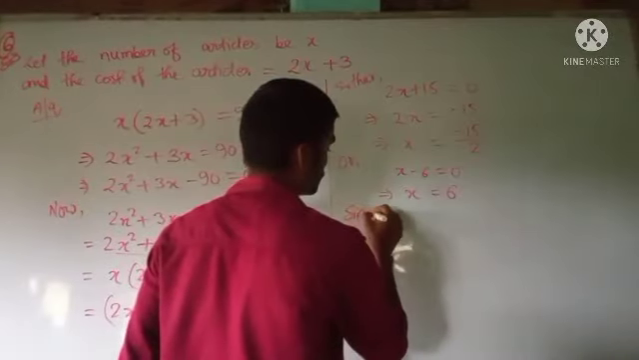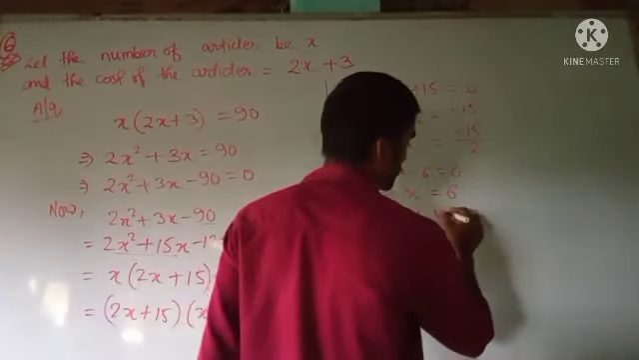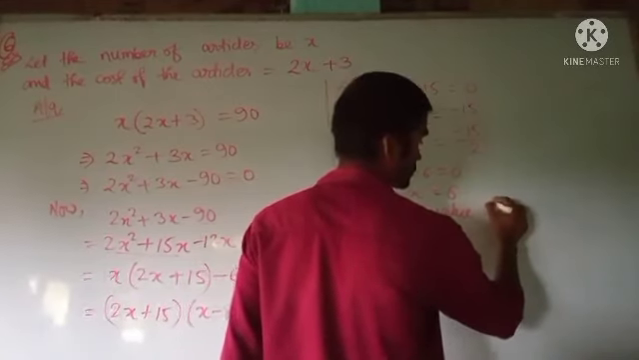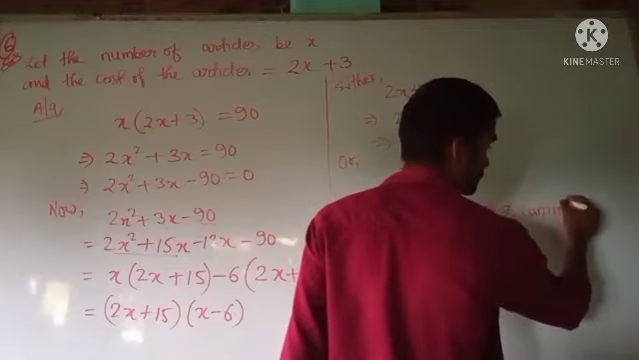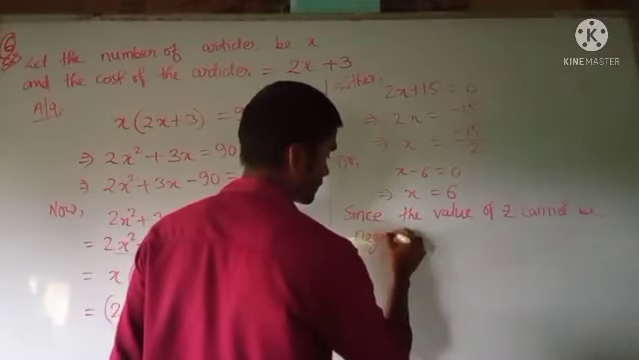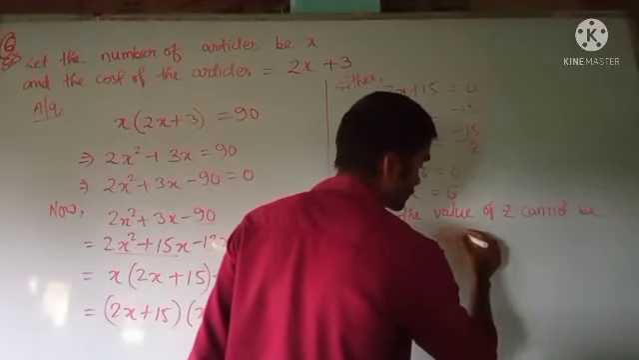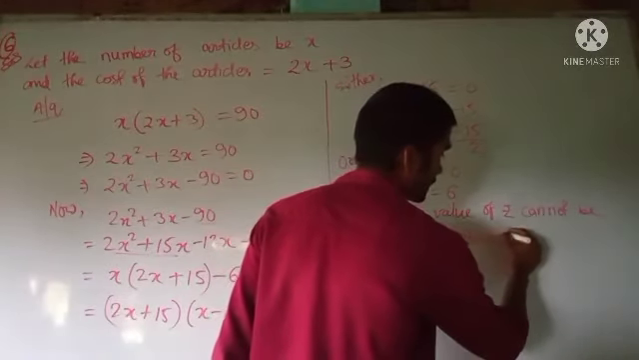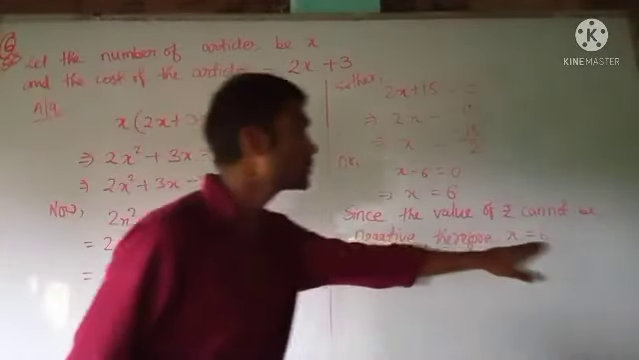So we will take x is equal to 6, since the value of rupees cannot be negative. Therefore, x is equal to 6. We got the answer for x is equal to 6.